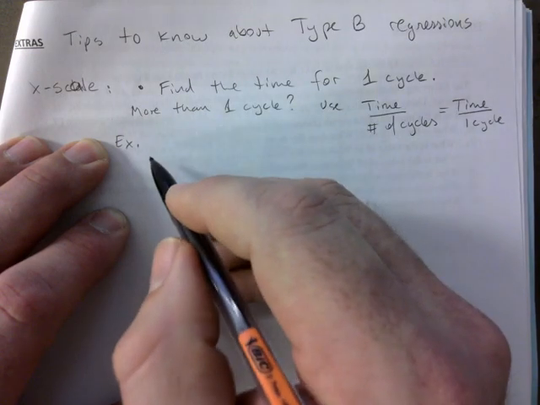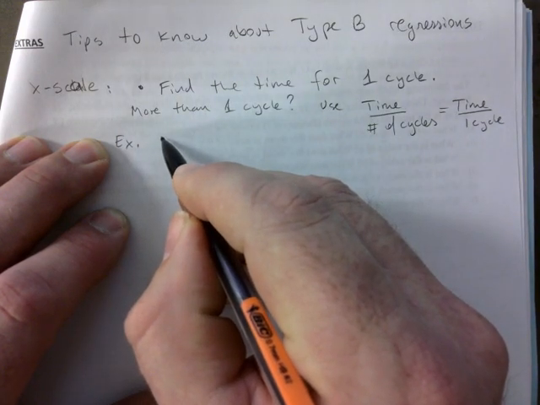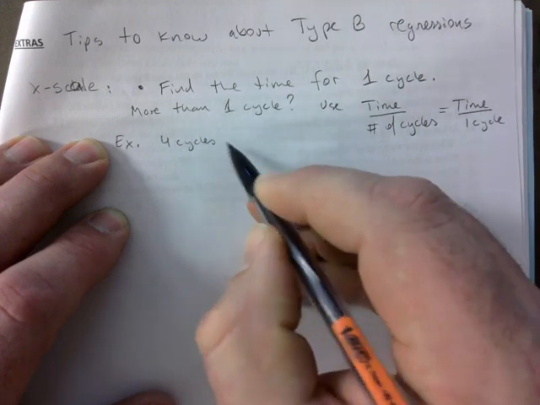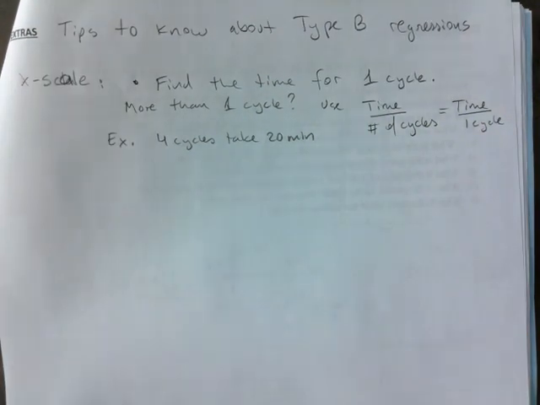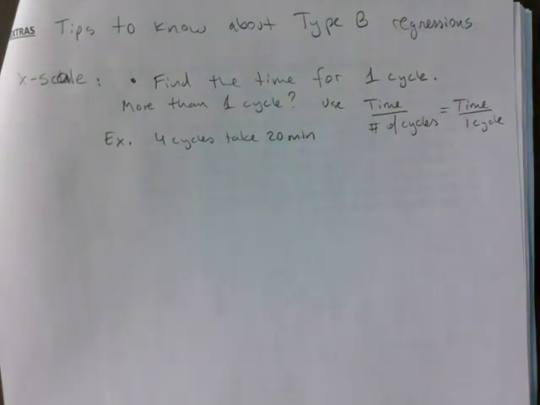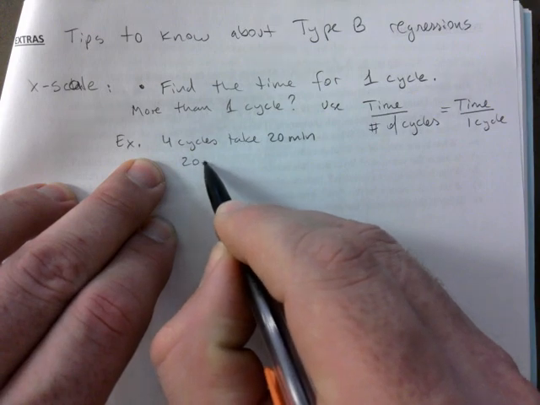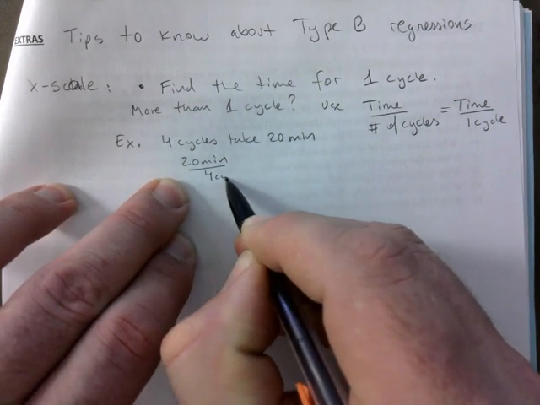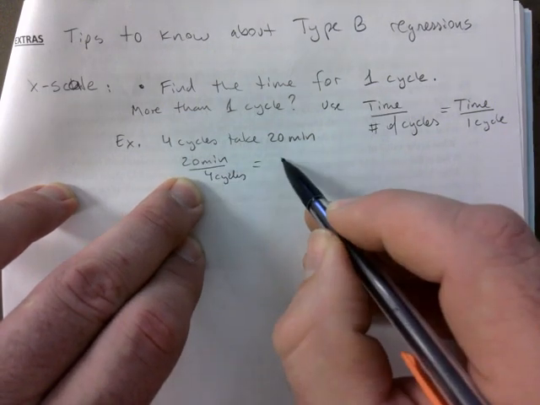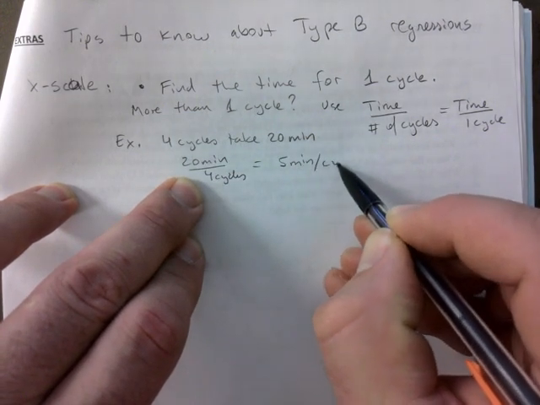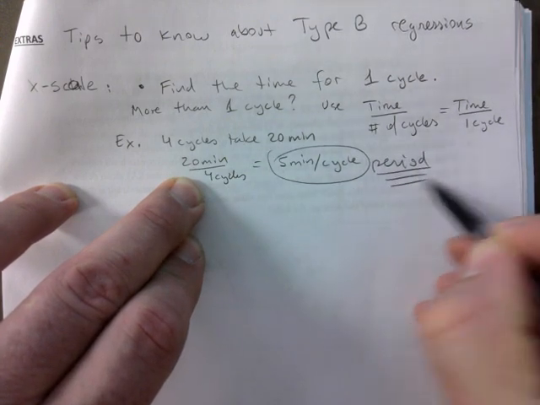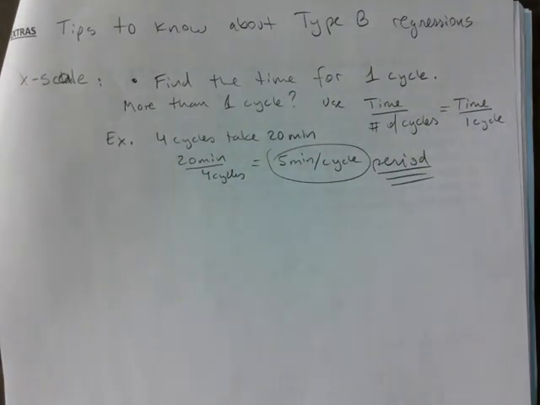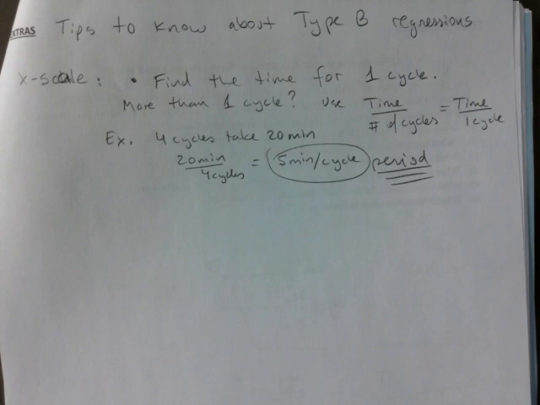Example, if it's four cycles, take 20 minutes. So let's say the question for whatever reason says it takes four rotations and 20 minutes. That's not good enough for us. We're going to go 20 minutes divided by four cycles. 20 divided by four is five, right? So it would be 5 minutes per cycle. This is the period. That's something that if it happens, you should be able to figure out, right?